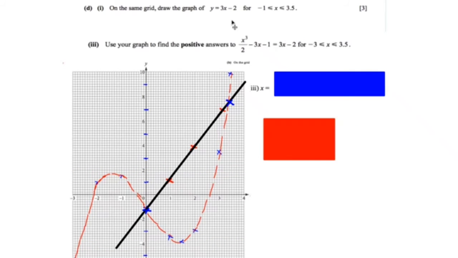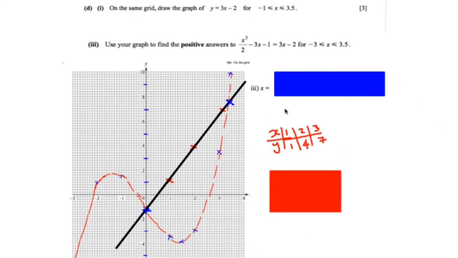And then the very last one says draw the graph of y equals 3x minus 2. To do that I'm just going to use my little grid and choose some values. When x is 1 I get an answer of 1, when x is 2 I get an answer of 4, when x is 3 I get an answer of 7. So I plot my straight line graph, and then it's very similar to the last one.